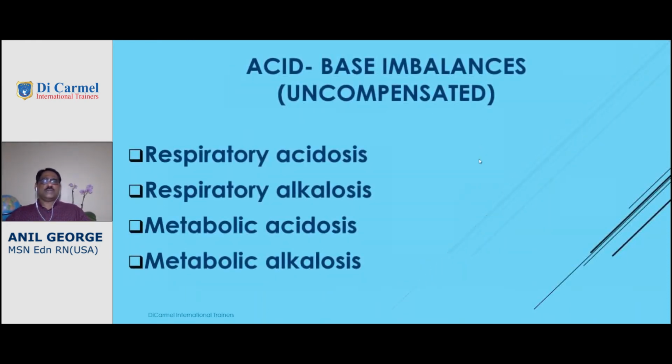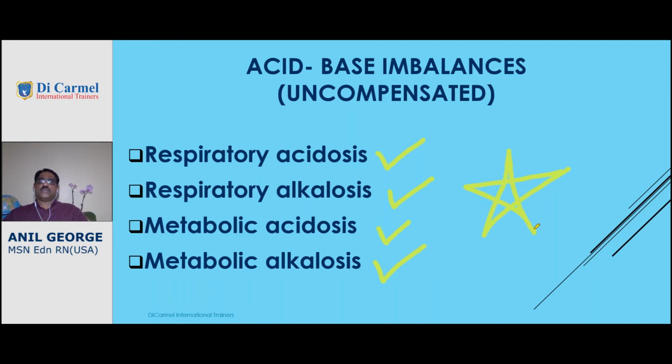All right, let's continue here. Based on what we heard, we're going to look into four different conditions, whether uncompensated or compensated. Let's start with the uncompensated. There are four different types of uncompensated acid-base derangements, as you can see here: respiratory acidosis, respiratory alkalosis, metabolic acidosis, and metabolic alkalosis.